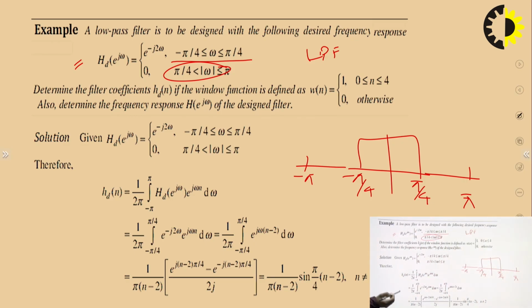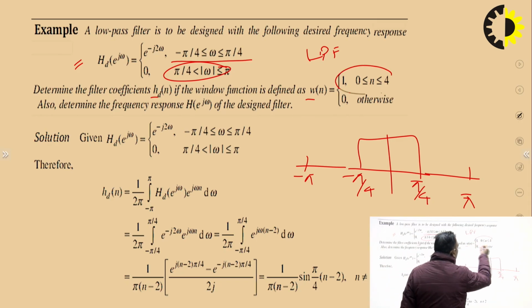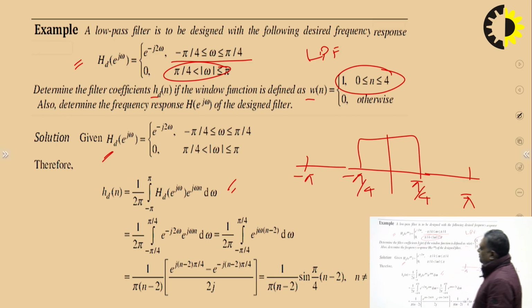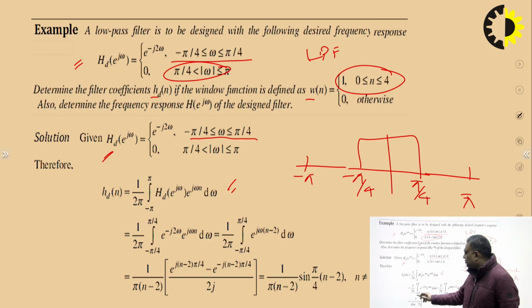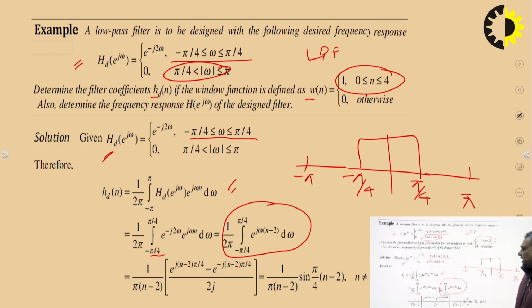We can find the filter coefficients hd(n) if the window function is defined as given. Here it is a rectangular window function, because you can see all the coefficients are 1 between 0 to 4. And also determine the frequency response. First, we have this desired frequency response, and we will find hd(n) by using this formula, which we have already seen. We put in e to the power minus j2 omega, because this response is between minus pi by 4 to pi by 4, so the limits change from minus pi by 4 to pi by 4. Then we get the term 1 by 2 pi, integral from minus pi by 4 to pi by 4 of e to the power j omega (n minus 2) d omega.